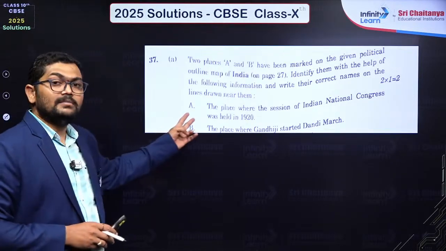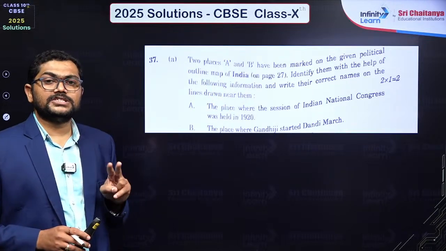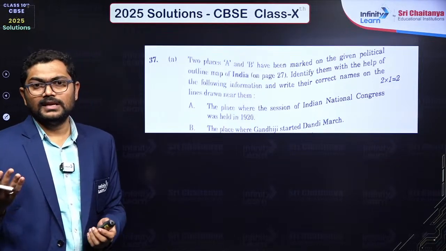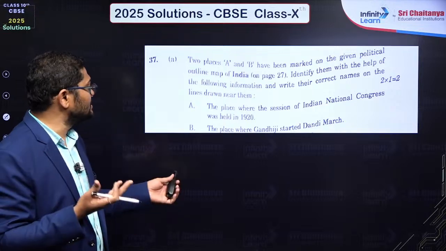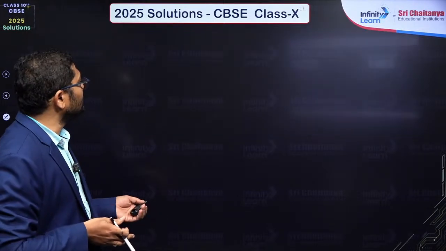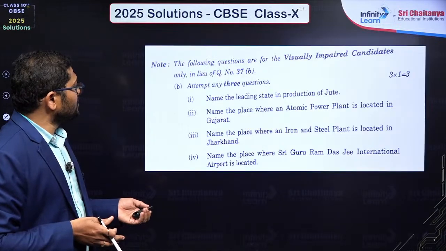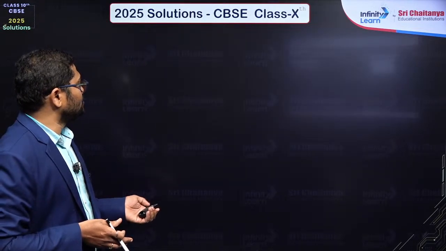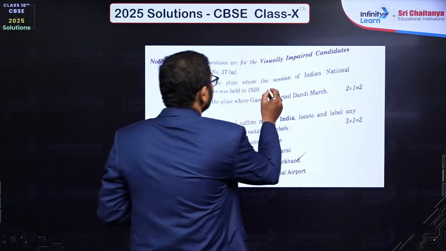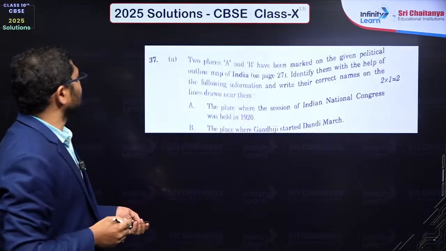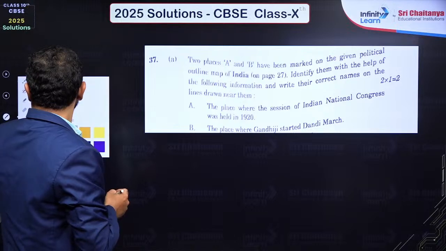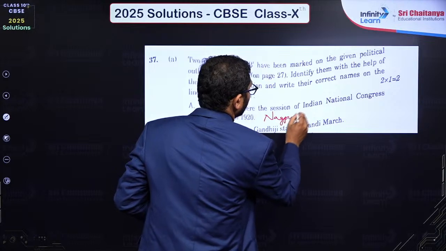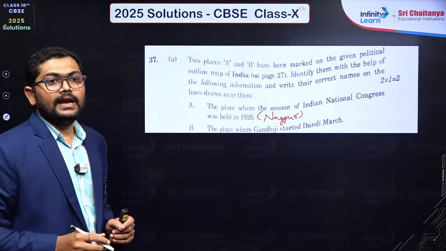If you see these two locations, we can say that in 1920 the INC sessions happened in two locations, Kolkata and Nagpur. Then the place where Gandhiji started the Dandi March, we can easily think of Sabarmati. Now let's see the locations given in the map. This one is Nagpur. So the 1920 December session is Nagpur.